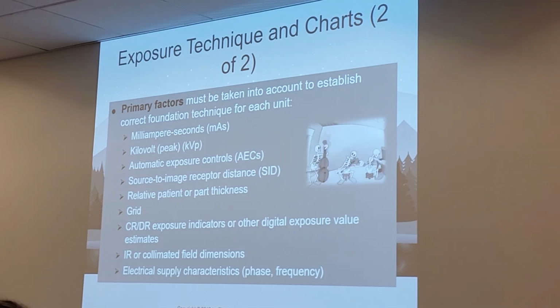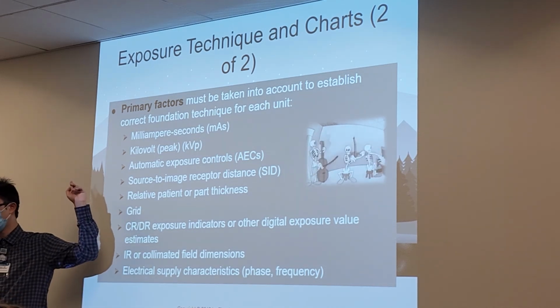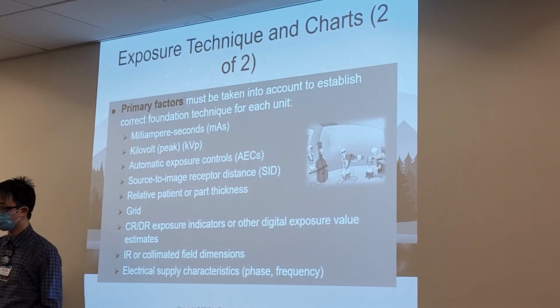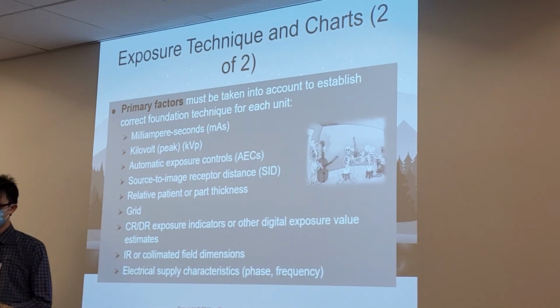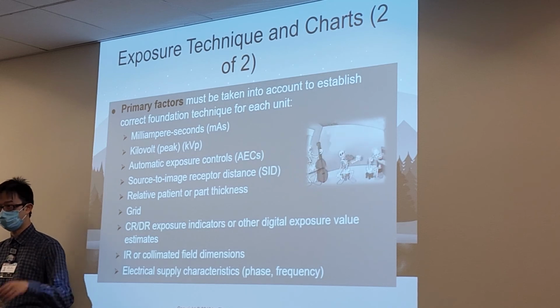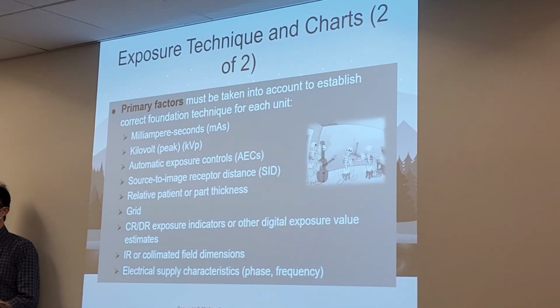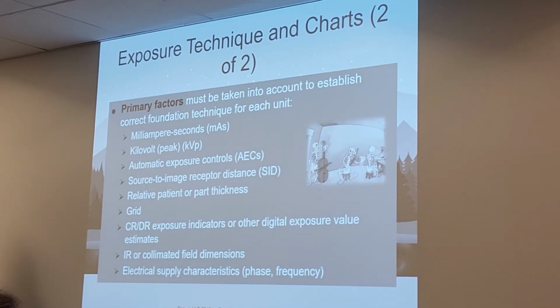Okay. We're not talking about like kilograms mass here, right? We're talking milliampere seconds. We have kilovoltage peak, kVp. We have automatic exposure control, AEC. We have the source to image receptor distance, SID. We have relative patient or part thickness. We have grids, like we mentioned earlier, under our extra additional equipment.